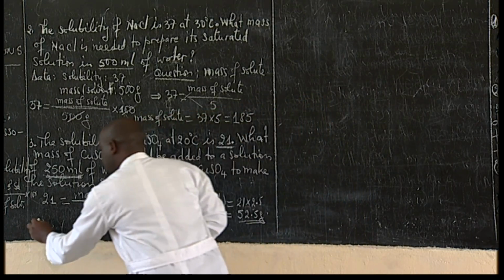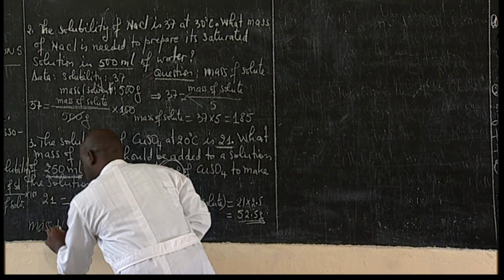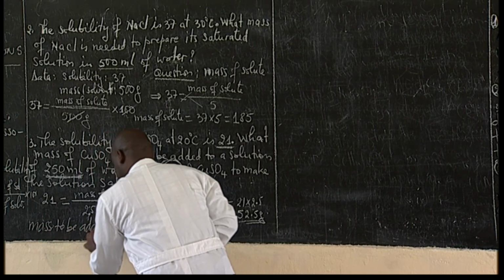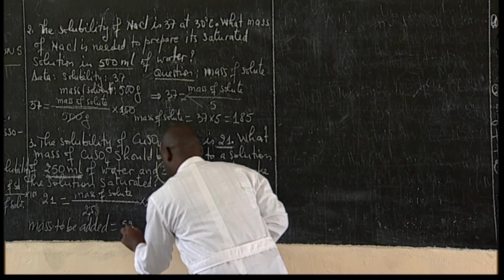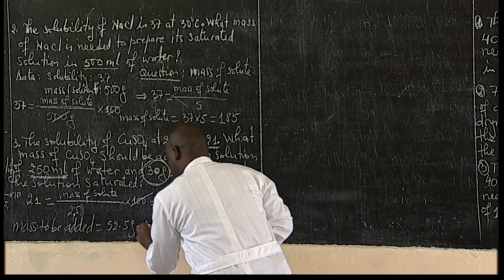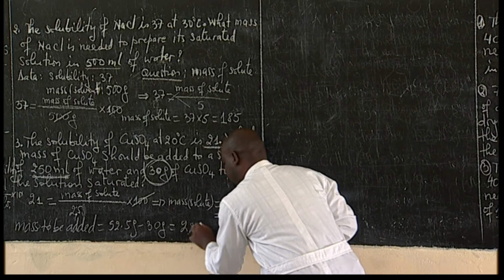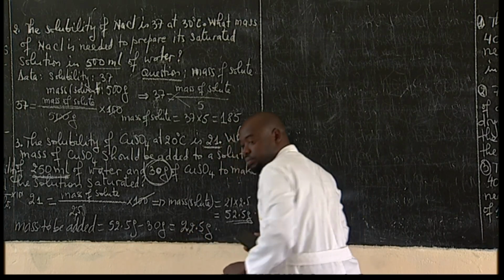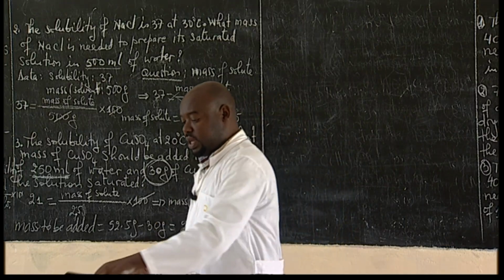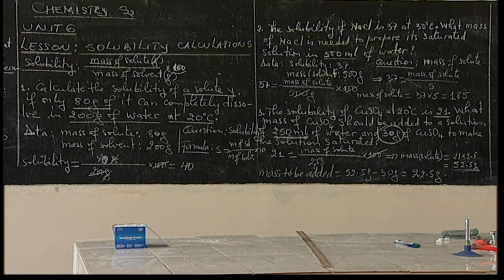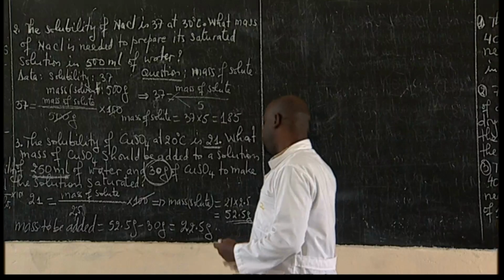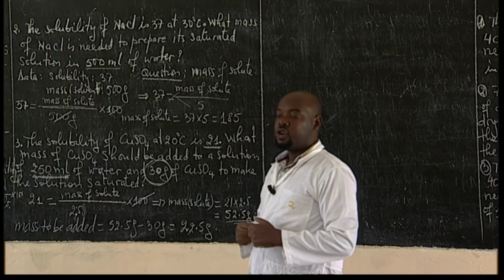So the mass that we have to add is just the difference, 52.5 grams minus 30 grams, and we get 22.5 grams. So that is the mass we have to add to make a saturated solution. The solution we have already prepared is unsaturated. So if we have to make it saturated at this temperature, we have to add 22.5 grams.